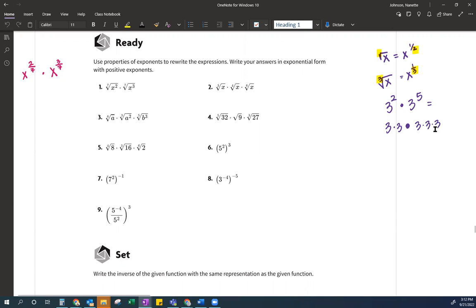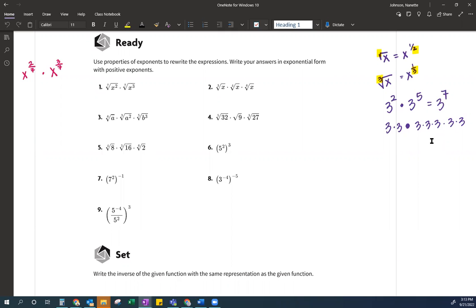Man, I wish there was a better way to write this. There's so many 3s. And you're like, wait, Ms. Johnson, there is. You're right. It's just 3 to the 8th. 7th, sorry, just kidding. 3 to the 7th. And so your brain should be like, oh, I see the pattern, Miss Johnson, I see it.